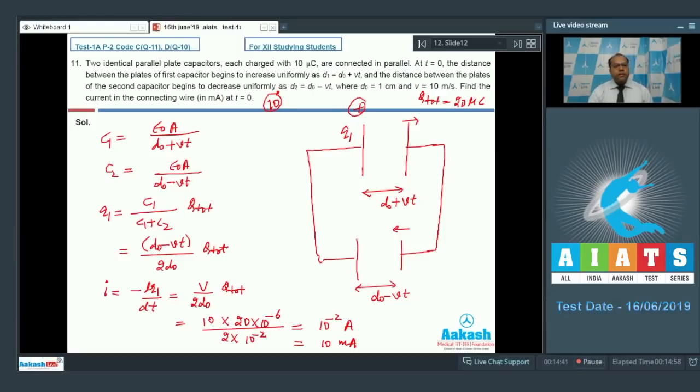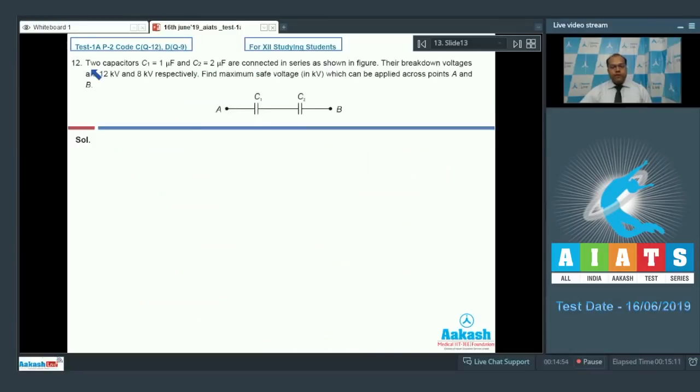Let's move to question number 12. In question number 12, two capacitors C1 and C2 are connected in series as shown in the figure. Their breakdown voltages are 12 kV and 8 kV respectively. Find the maximum safe voltage in kV which can be applied across points A and B.